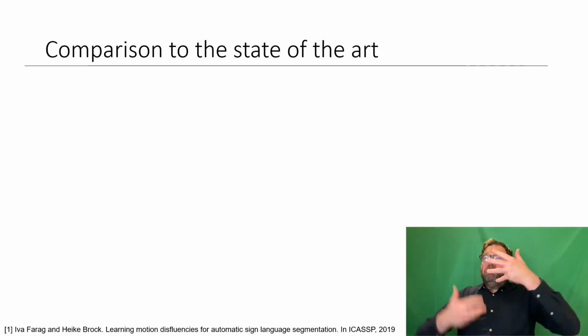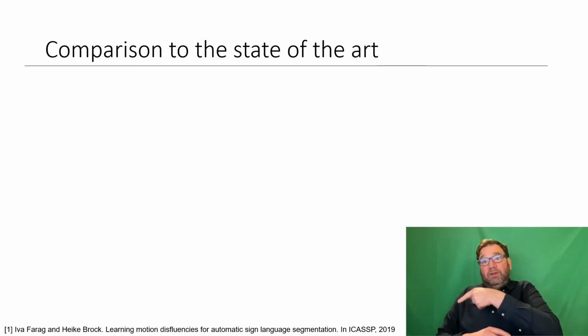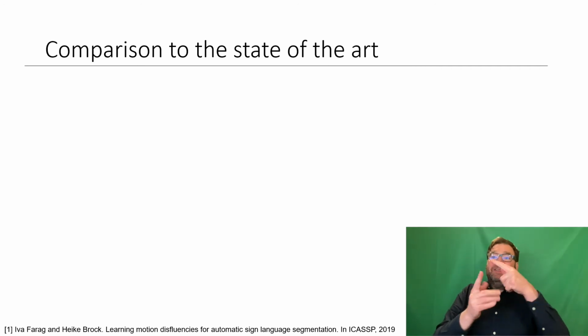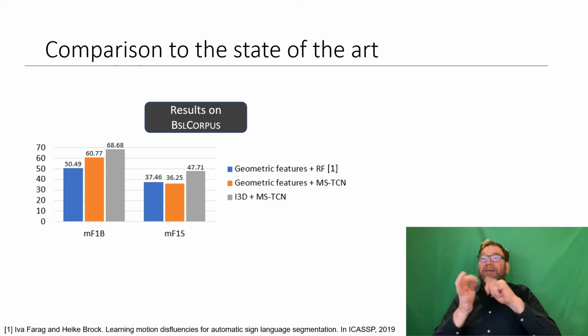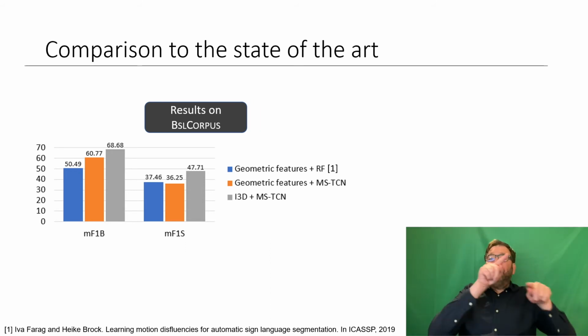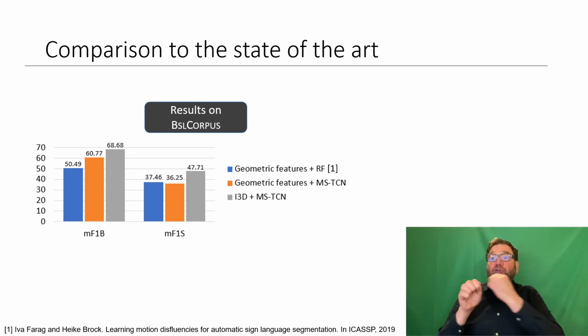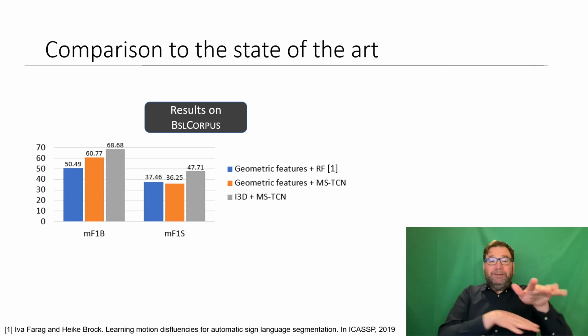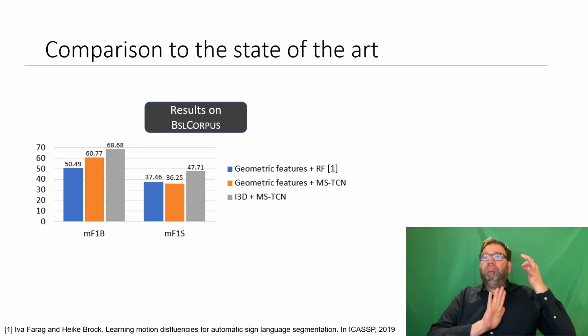We now compare the results with our re-implementation of the previous state-of-the-art, which uses geometric features and a random forest classifier. Here you can see the results on BSL corpus. This was the dataset we used for the training. A first improvement can be obtained by using the MSTCN instead of the random forest classifier. Changing the features from geometric features to spatio-temporal features obtained by the I3D, we get a further significant improvement.